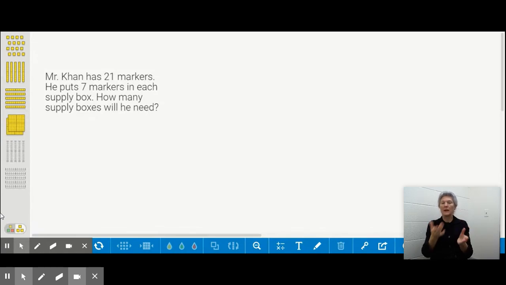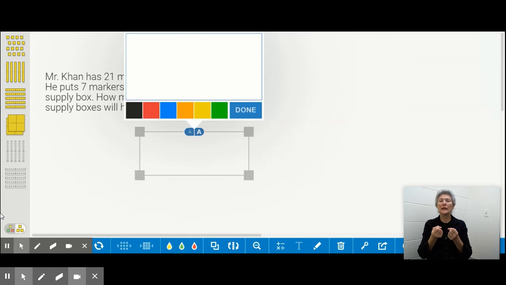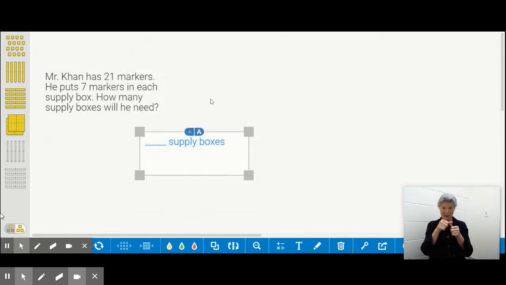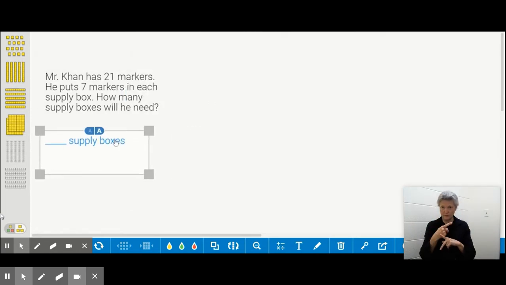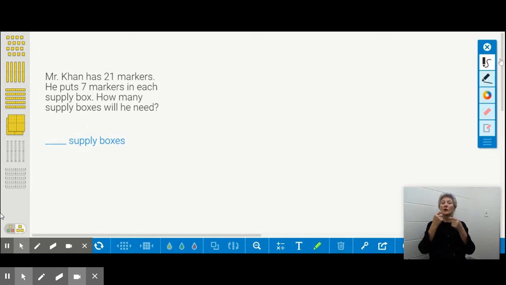Well, first, let's think about what we are trying to find out. We're trying to find out how many supply boxes he will need. So I'm going to put "blank supply boxes" so I don't forget what it is that I'm trying to figure out. Now let's make sense of this problem.